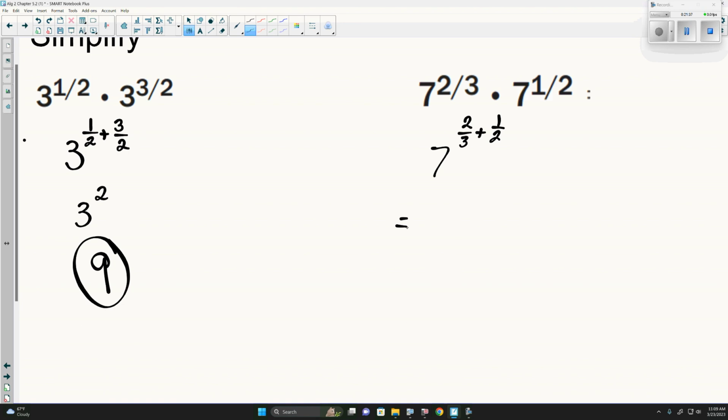For the next one, 7 to the 2/3 times 7 to the 1/2. Whenever we multiply like bases, we add the exponents. So we're going to add 2/3 plus 1/2, which gives us 7/6. And again, 2/3 plus 1/2, we can add those in a calculator. Any questions on any of this here?